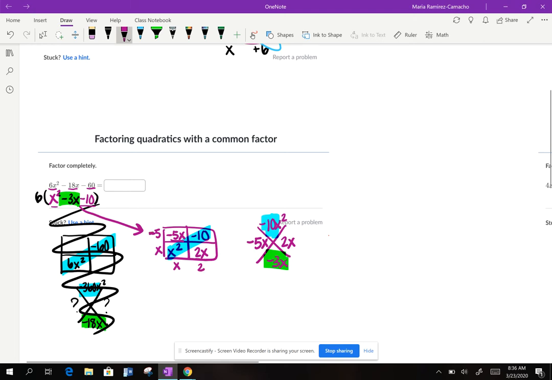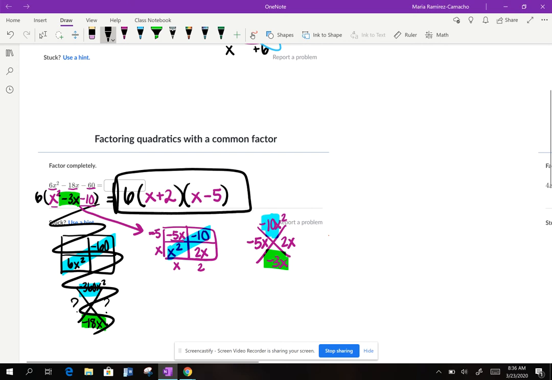This is it. So your final answer for this is going to be 6. Don't forget that number that we factored out at the beginning, 6, and then times the length and the width that you got for your new rectangle. So x plus 2, your length, and then x minus 5, your width. You can write x minus 5 first and x plus 2 after. That order is okay. But this is what we call factoring completely.